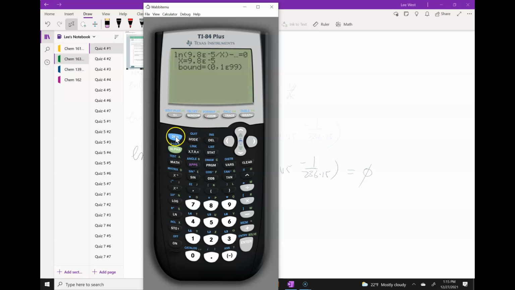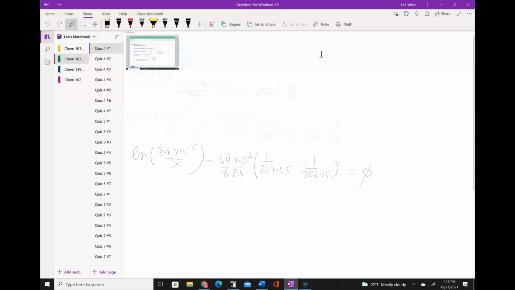For me, I have to put my cursor on the row where it specifies the x, and then I go alpha, solve. And there we go, there's my answer. So I'll quit out of this. It decided that x equals 1.79 by 10 to the minus 3. Remember it said that it was two significant figures, so this will be 1.8 by 10 to the minus 3, which is bigger than 9.8 by 10 to the minus 5. So I feel pretty confident that I got it right.